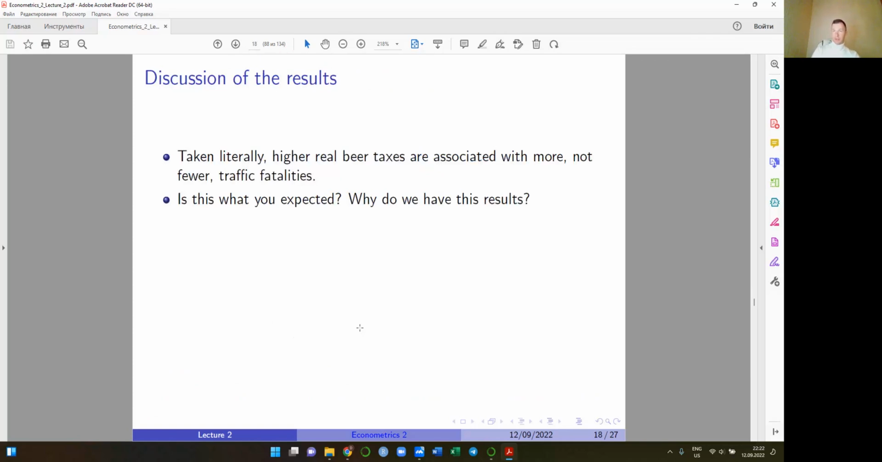Well, this result is an example of an omitted variable bias, such a severe bias that we even have a switch from the expected sign to the opposite sign.